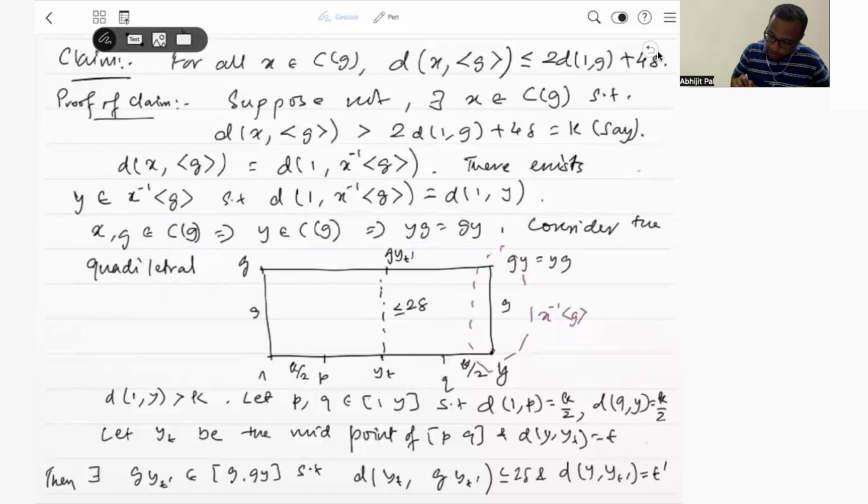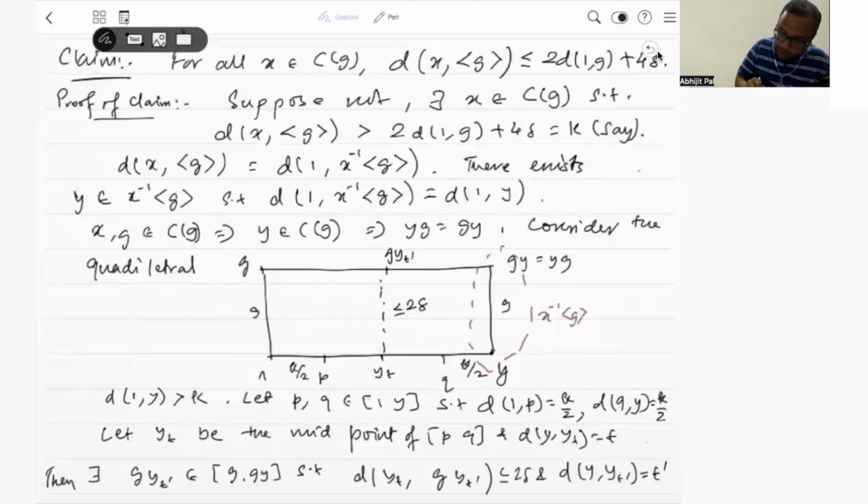So join 1 to y by a geodesic, join 1 and g by a geodesic, and y and gy by a geodesic. So gy is equal to yg. So this geodesic will be labeled again by the word g, and join g and gy again by a geodesic. So the length of this geodesic will be the same as the length of this geodesic joining 1 and y, because g commutes with y. And also we have taken y in such a way.